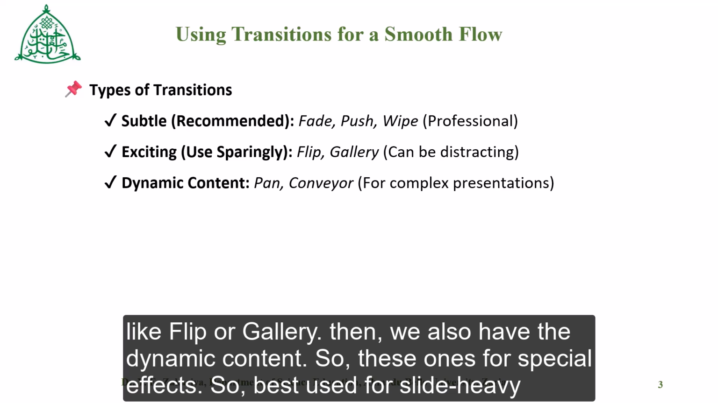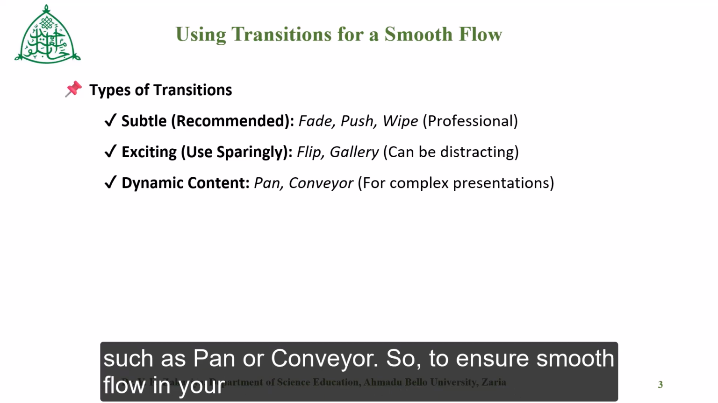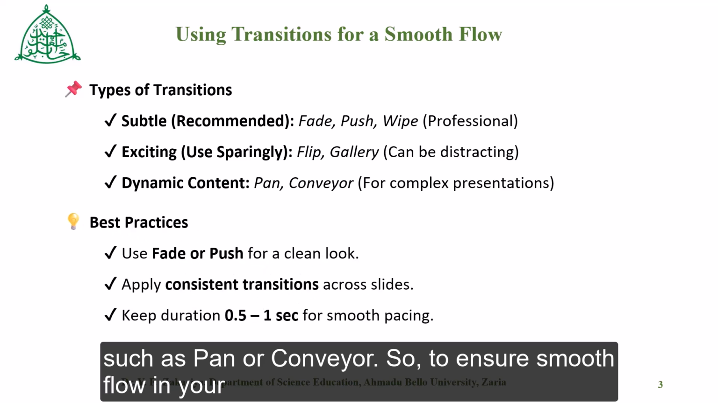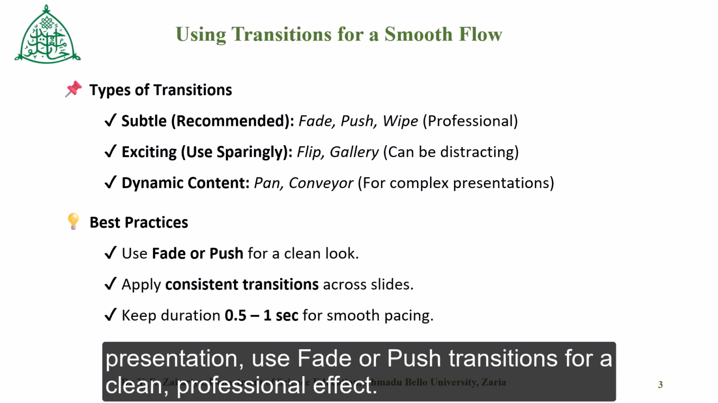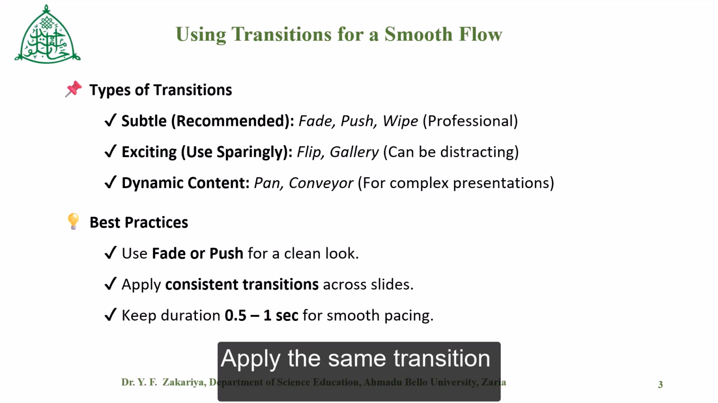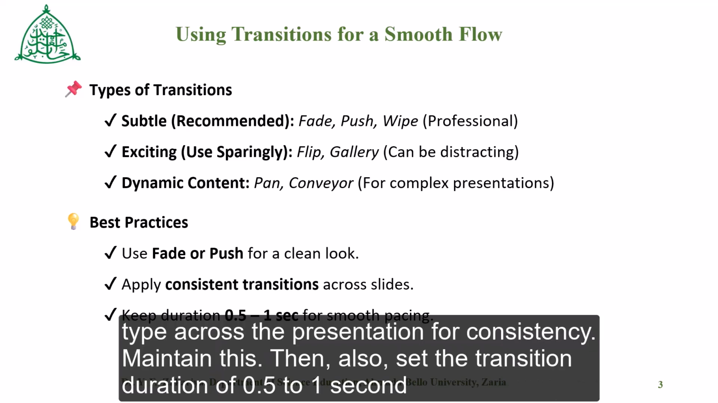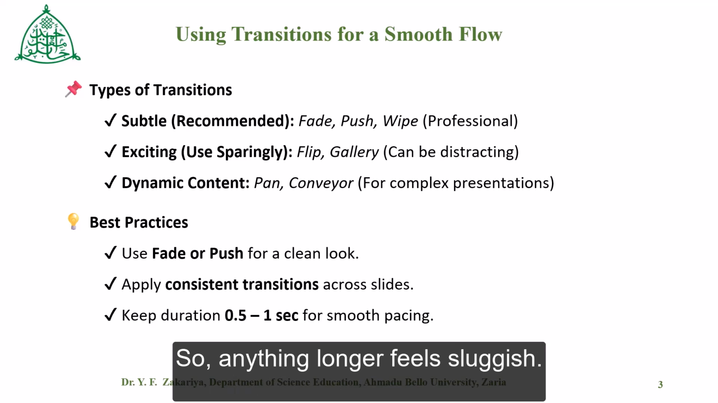They also have the dynamic content. This one is for special effect, best used for slide-heavy presentations such as pan or conveyor. So to ensure a smooth flow in your presentation, use fade or push transition for a clean and professional effect. Apply the same transition type across the presentation for consistency. Also set a transition duration of 0.5 to 1 second. Anything longer may feel sluggish.